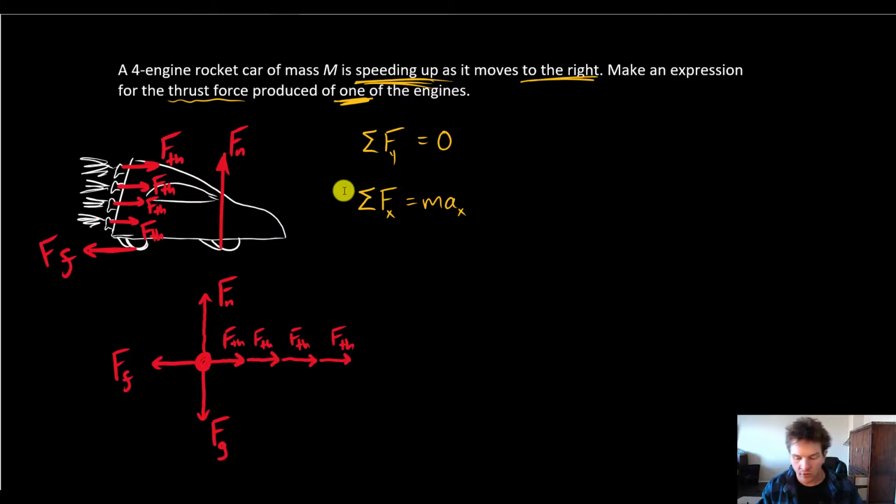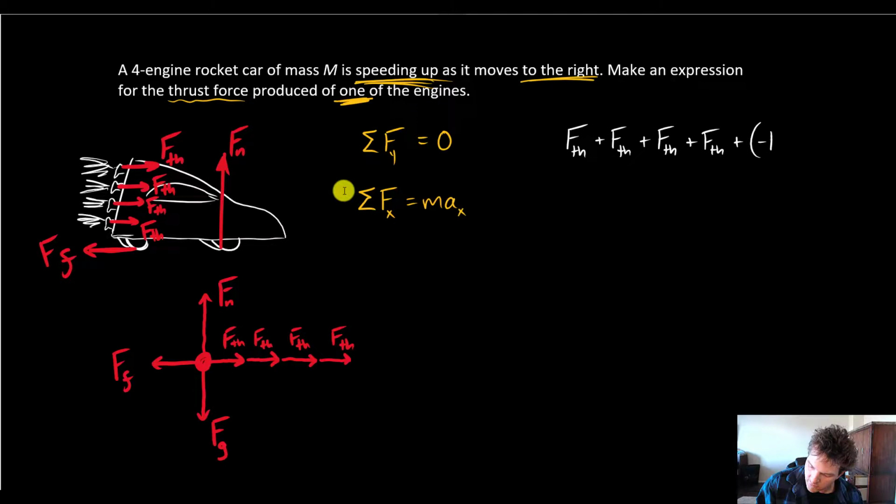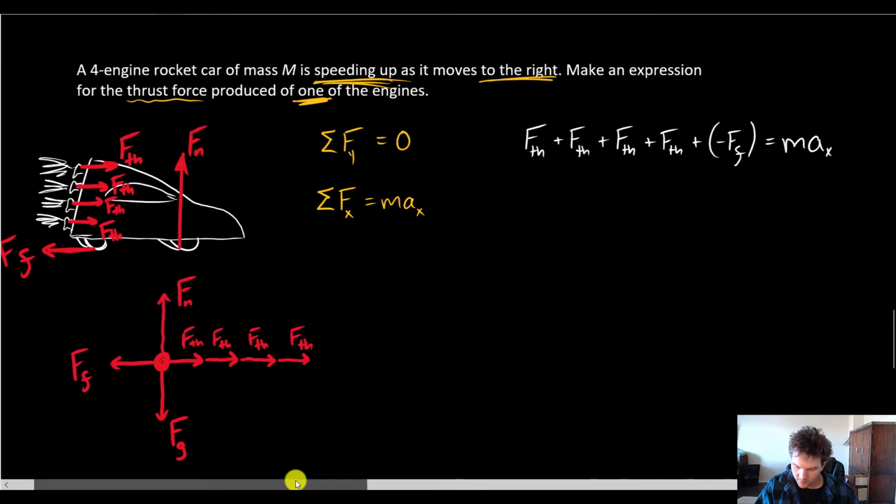So what we need to do now is basically take our X direction, Newton's second law, and fill it out. So we have, let's go in the X direction. Anything pointing to the right is positive. Anything pointing to the left, negative. So I have FTH plus FTH, so all 4 of my thrust forces, plus negative force of friction. And that's equal to mass times acceleration in the X direction. I'm going to scoot it over just a little bit.